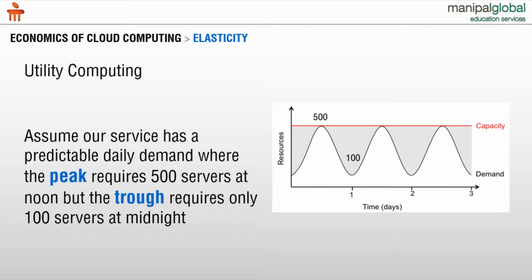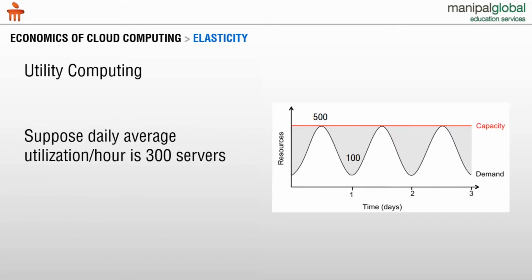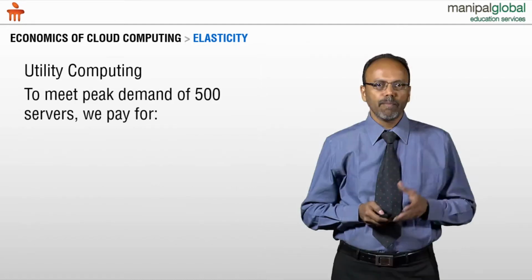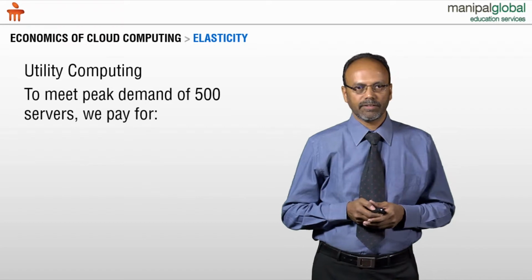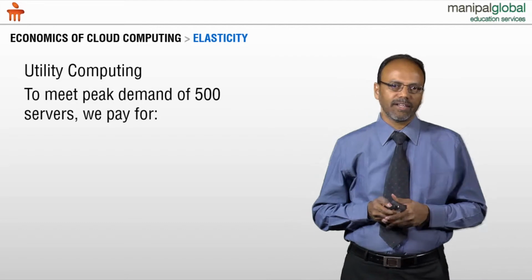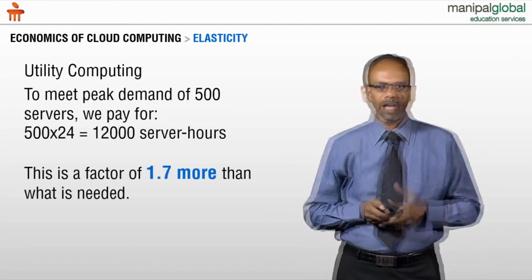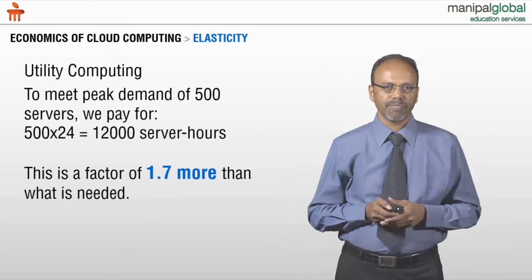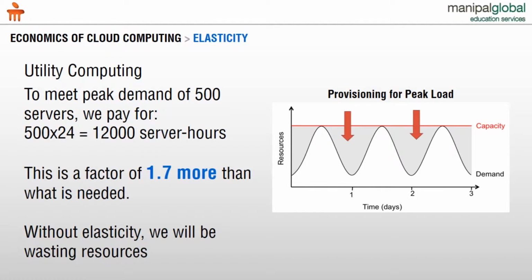Now, if we calculate the daily average utilization per hour, it is going to be 300. The actual utilization over the whole day is 300 into 24, that is 7200 server hours. To meet the peak demand of 500 servers, suppose the company decides, after analysis of the demand, it will be 12,000 server hours, and this is a factor of 1.7 times more than what is needed. Without elasticity, we will be wasting resources, as you can see from the chart.